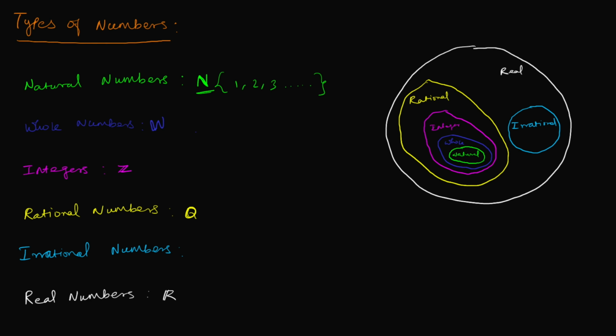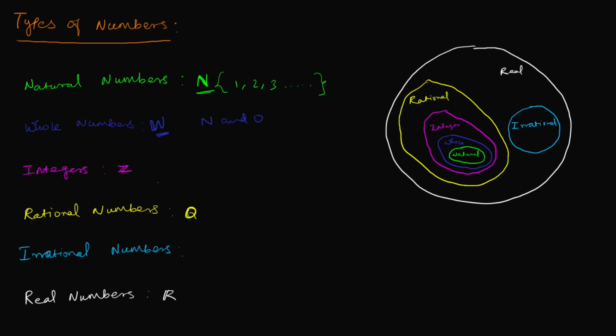The next type of number we have is called whole numbers. Whole numbers are nothing but natural numbers and 0. So if we include 0 as well in this natural number set, then it becomes whole numbers. And the symbol we use to represent whole numbers is this big bold W letter.